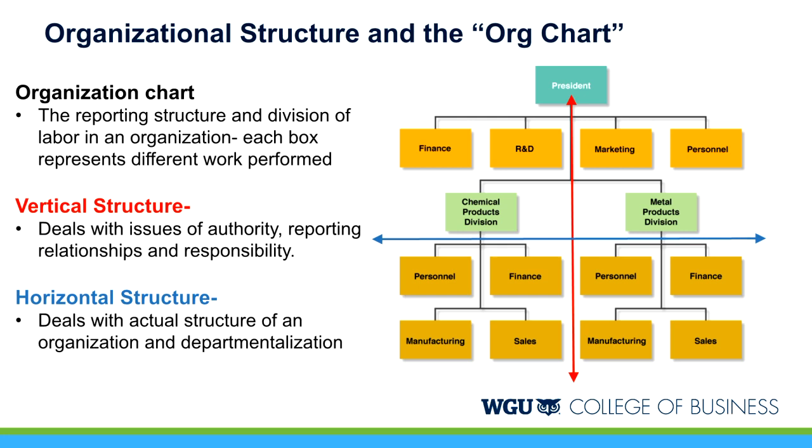And so the org chart, as you can see an example here, figure 8.1, obviously there's many that you can look at in your own organization or others that you're familiar with, and you'll probably find a lot more detailed information, but this will suffice for our purposes of the review video. So the org chart is a reporting structure and division of labor in an organization. That's what that represents. So each box represents some work to be performed.